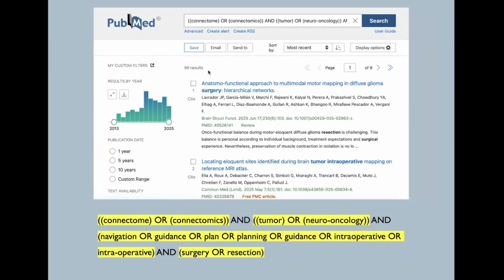So you can see this yielded 90 results, which is a much broader search using very similar terms. The reason that happens is because I've added these words with OR that are broadening my search to include lots of different terms that are similar but may not be used in all studies. While one study might refer to their brain tumor surgery navigation metrics as the word navigation, another study might refer to it as guidance or planning. So that helps me broaden the search, and that allows for a more precise, systematic review of your literature to answer your question.